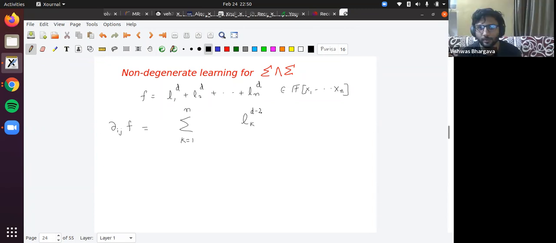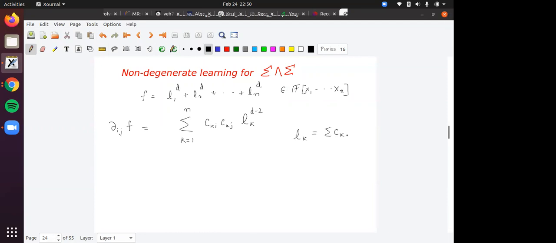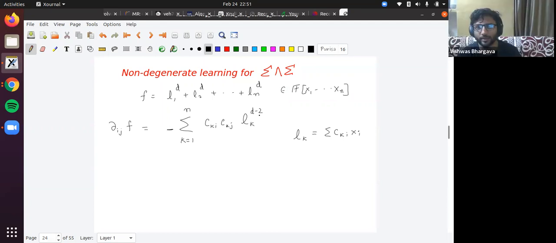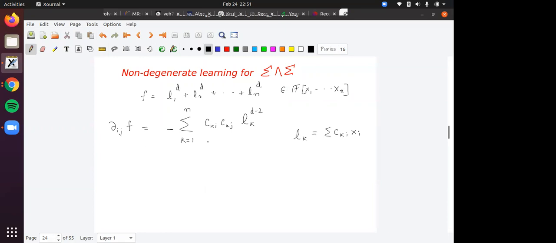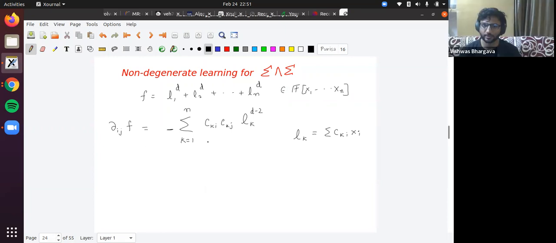So this will be d minus 2 because you differentiate it twice. And what you'll get outside will be c_ki and c_kj. And what's c_ki c_kj? It's essentially, you think of L_k being the summation of c_ki x_i, and there will be a constant depending on d, which I'm ignoring. Right. So that's what comes out by taking the partial derivative.